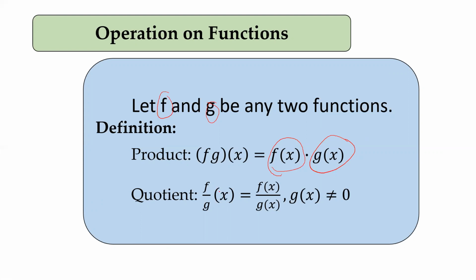All right, for the quotient naman, we have here the f over g of x. Ibig sabihin, that is f of x over g of x, or divided by g of x. But you should have the restriction that g of x must not equal 0, because if g of x is 0, it cannot be defined. So undefined po siya, because the numerator is not 0, but the denominator is 0. The result of that is error, therefore undefined.